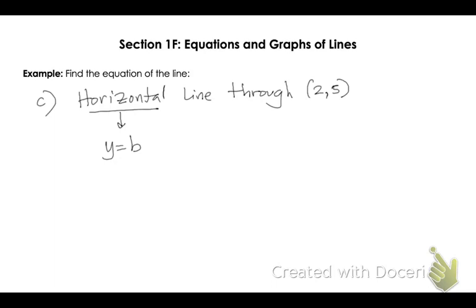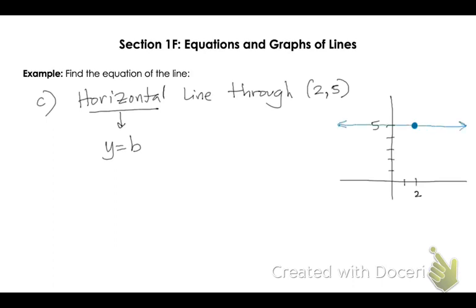Okay, well, let's think about that. We draw a horizontal line through the point 2, 5. So I'm going to come over here off to the side, graph the point 2, 5: 1, 2, 3, 4, 5. Okay, so I come up here and I plot that point. And I'm going to draw my horizontal line through that point.